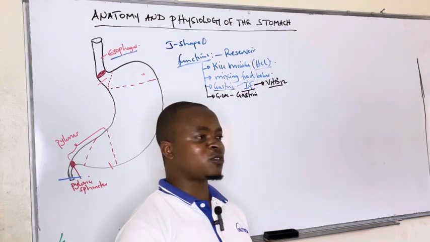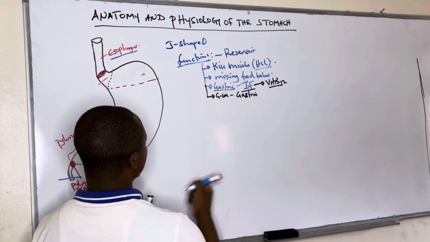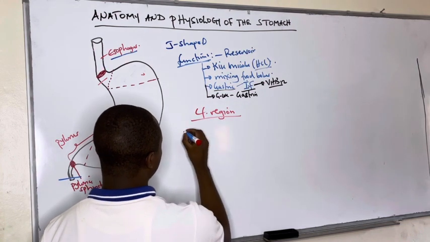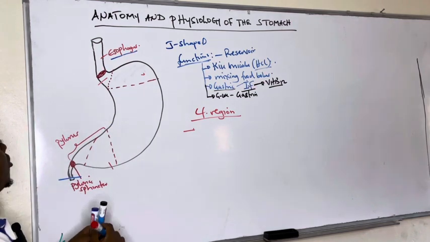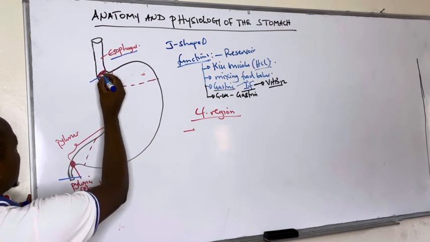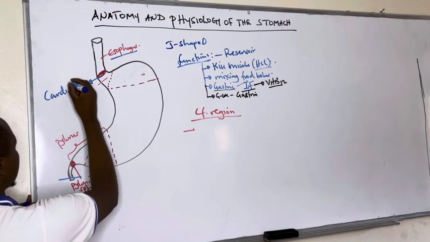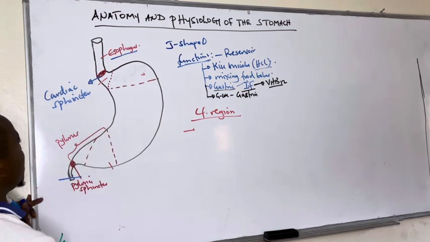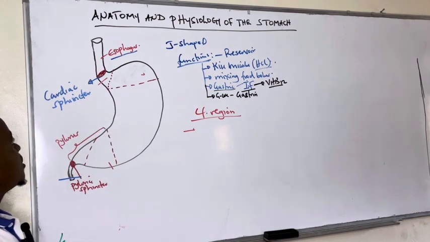And we're going to see that this stomach is made up of 4 regions. The first one is the opening of the stomach. It opens via what we call the cardiac sphincter. The cardiac sphincter is the one that regulates entry of the food bolus from the esophagus into the stomach.